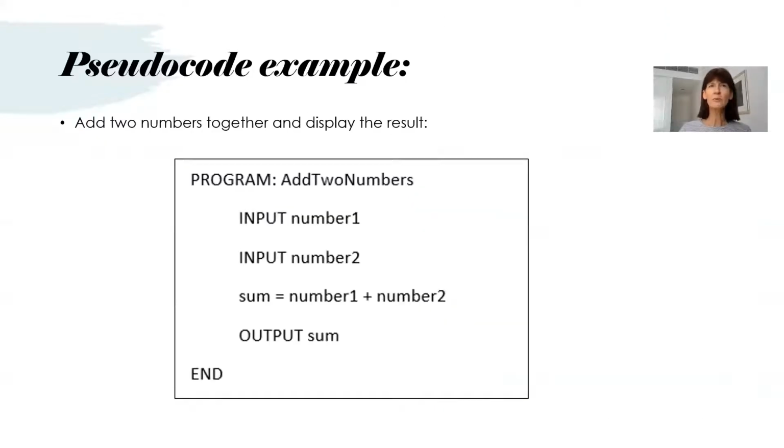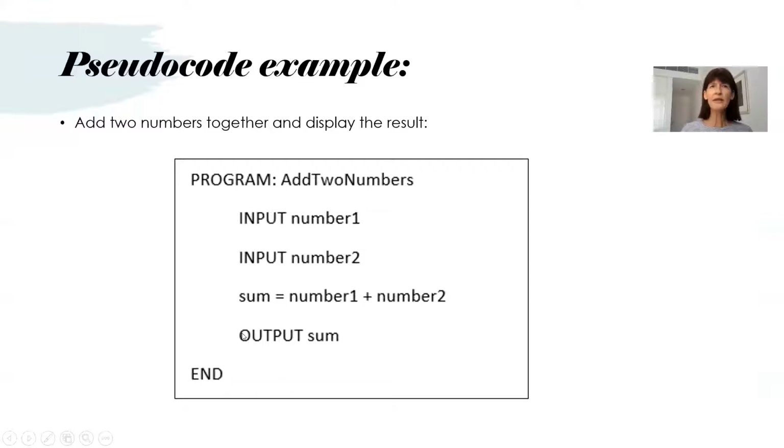So here's an example. If we wanted to add two numbers together and display the results, the solution would look like this. We first put the program name, program add two numbers, then input number 1, input number 2, sum equals number 1 plus number 2, output sum, and end.